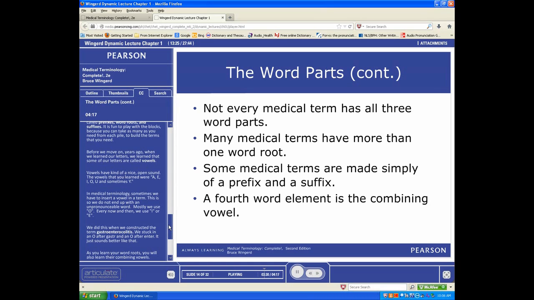As you learn your word roots, you will also learn their combining vowels. Examples: word root for stomach equals gaster. Combining form for stomach equals gastro. Word root for heart equals cardi. Combining form for heart equals cardio.